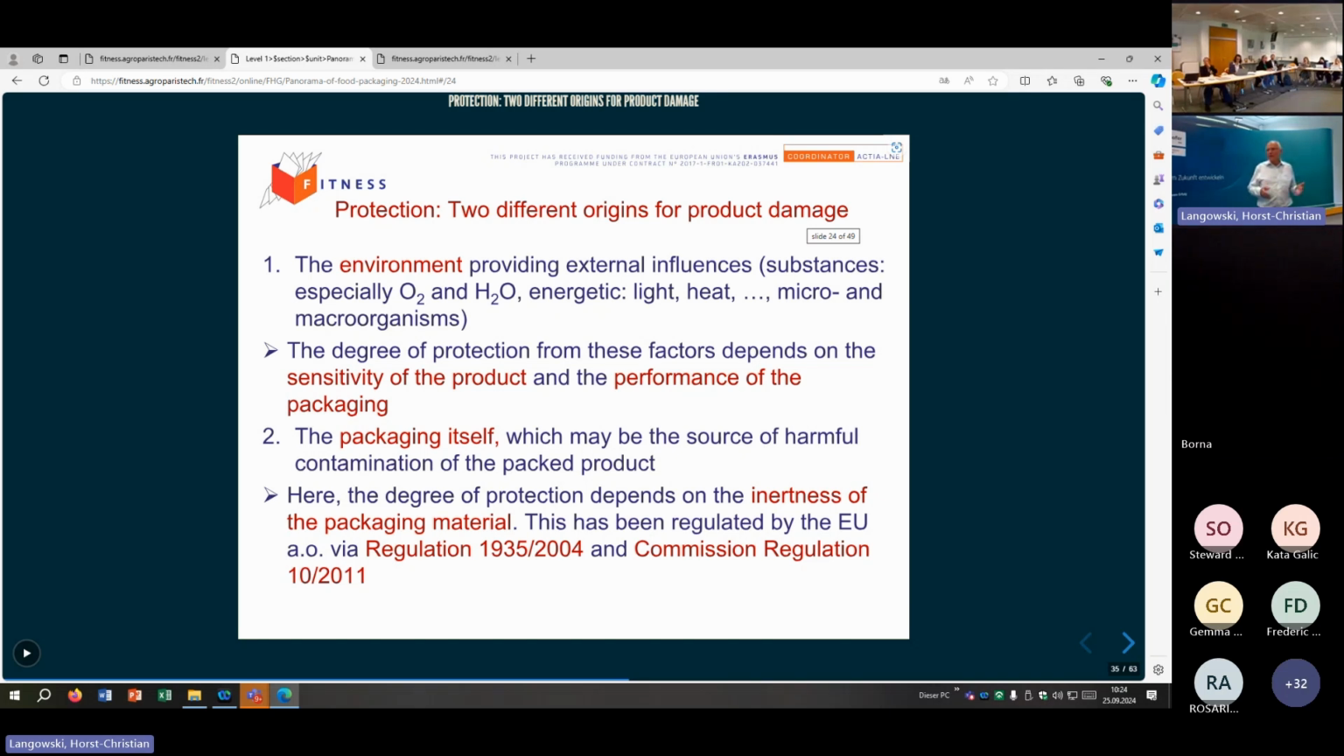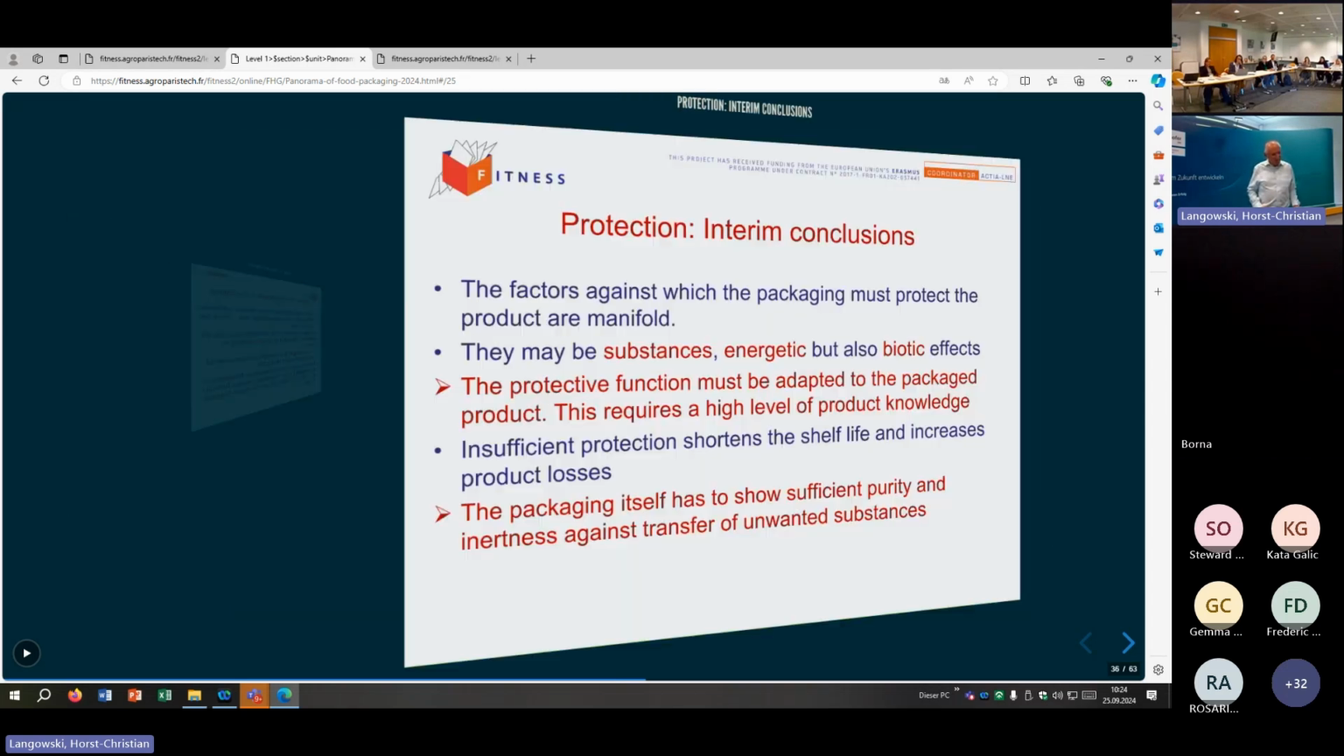They develop new packaging materials, but they don't think about the question whether these materials themselves may have a negative influence on the packaged goods.